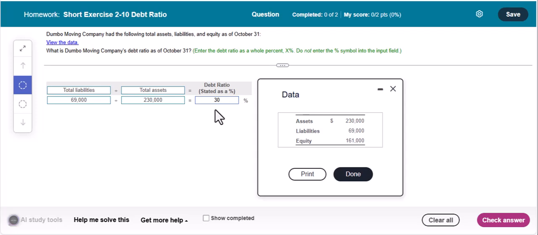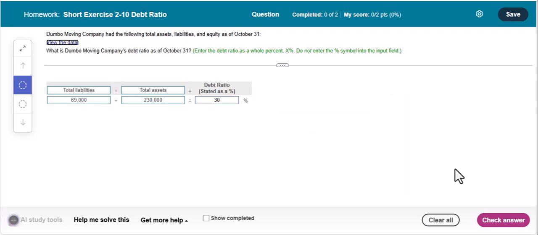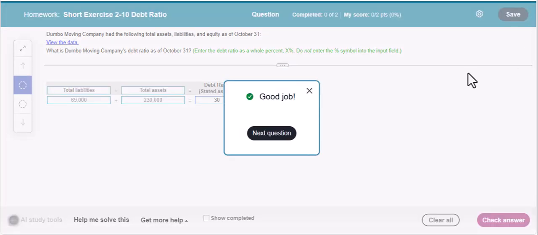Well, it depends on the different industries because they have different levels of debt ratio. So you need to compare the average debt ratio of similar companies. In other words, you can go look for the average debt ratio of whatever industry this company is in. And that is it. So let's go ahead and check our answer. Good job.